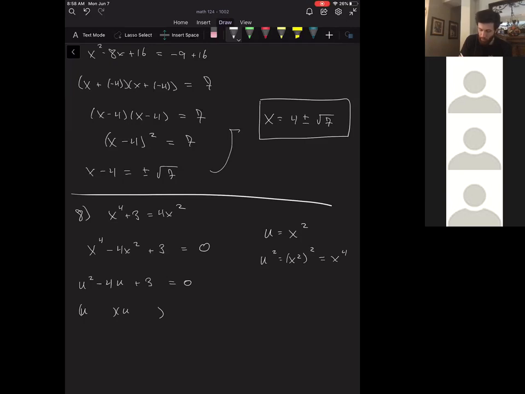So we can factor this piece. What are the numbers that multiply up to 3 but add up to minus 4? That's going to be minus 1 and minus 3. So minus 1 times minus 3 is positive 3, and minus 1 minus 3 is minus 4. So this is equal to 0.